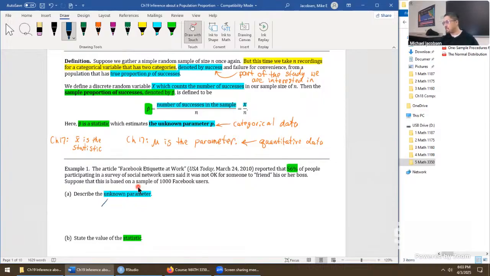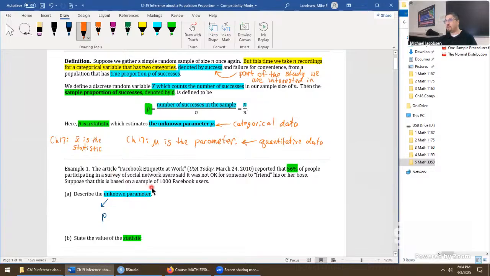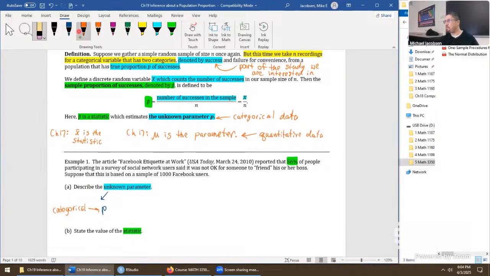Nonetheless, we can describe the unknown parameter. We can say that this is P. Already out of the gate, that might be a bit confusing, right? Every time we said describe the unknown parameter, we were going for mu. But there is no mu on this one. The data is categorical. So we use P instead. If it was quantitative data, we would have used mu instead. But for categorical data, we use P.